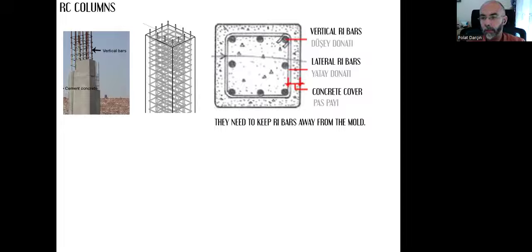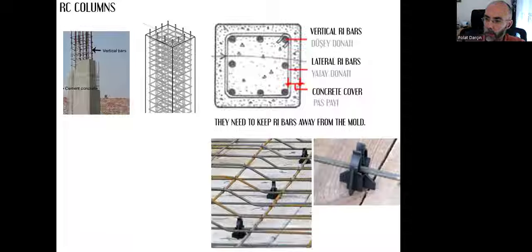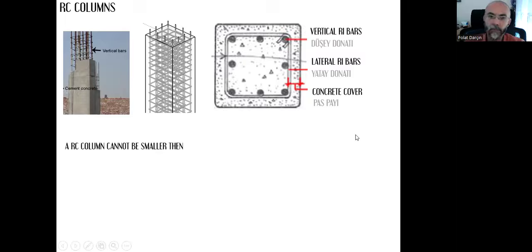Before that, sorry. How do we create that concrete cover? We need the reinforcement bars not to touch the inner surface of the mold, so we can use these plastic substances so that there will be a distance between the inside surface of the mold and the reinforcement bar. And when we pour the concrete, when we fill all this gap with the concrete and remove the molds, we will have a nice concrete cover.